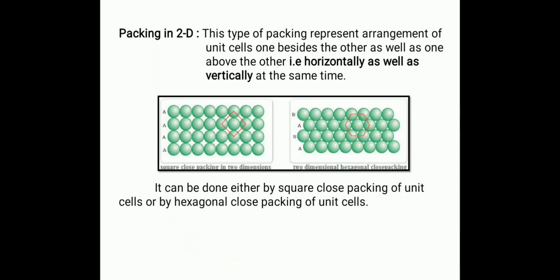Now when you talk about square planar packing, you will find that the particles are arranged in a regular pattern, exactly one below the other. And if I take any four particles and join their centers, you will find that these centers will form a square. At the same time, the second arrangement, which is also called hexagonal close packing, here 6 spheres are in contact with each other, and if I join the centers of these 6 spheres, it will form a regular hexagon. Therefore, it is called hexagonal close packing.